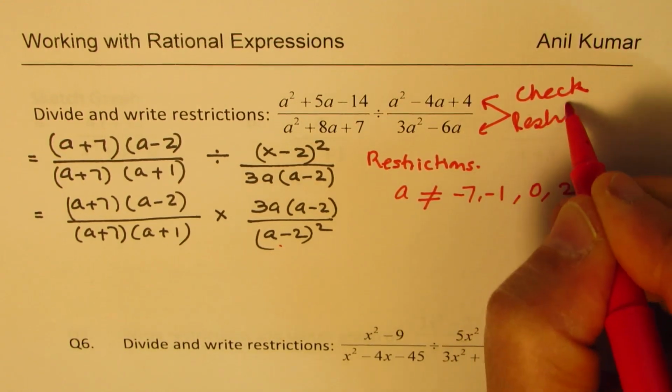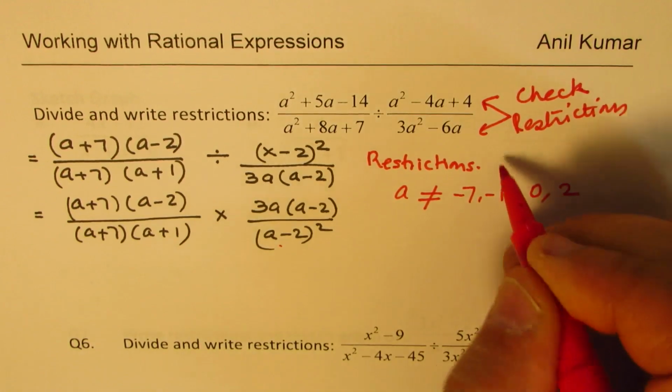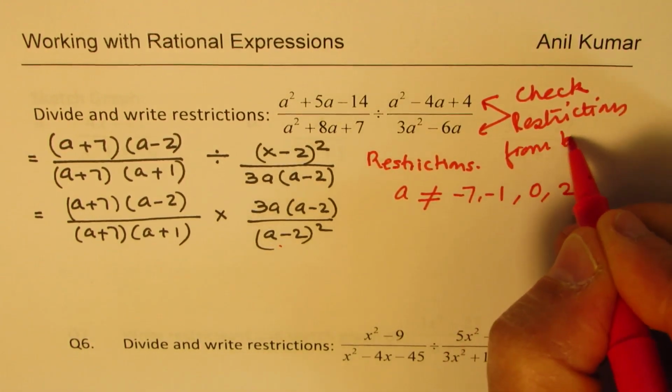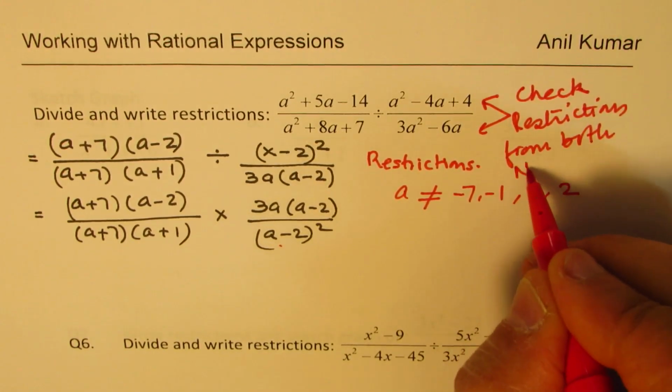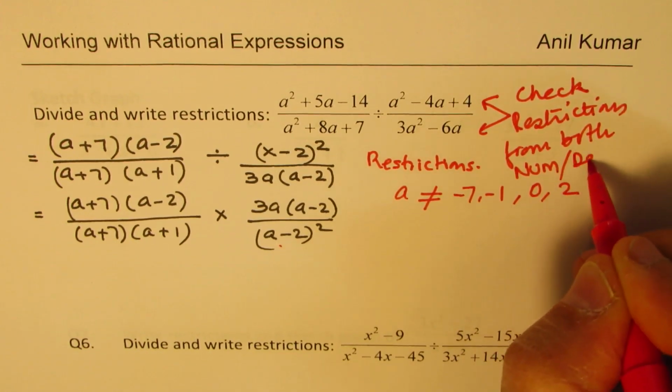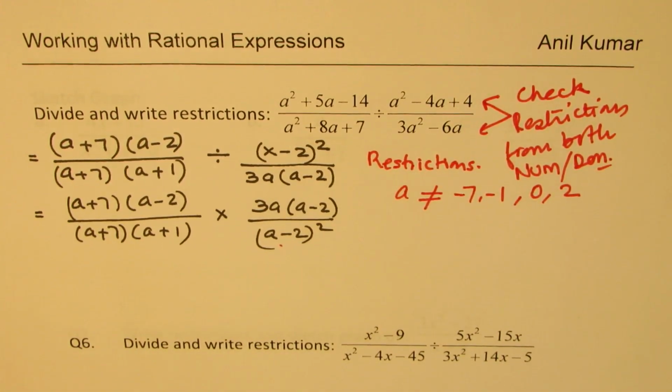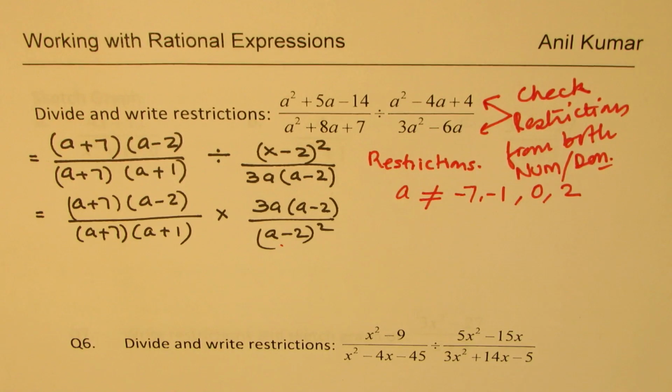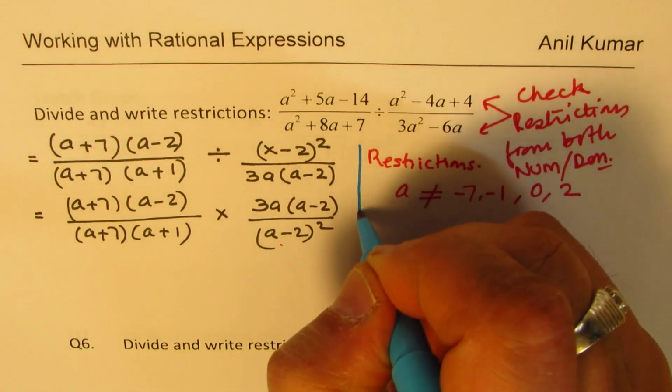restrictions from both numerator and denominator. Does make sense. In this particular example, 2 is already taken and therefore we are not adding because it's already there. But that is an important criteria to always keep in mind, right? So this is extremely important.